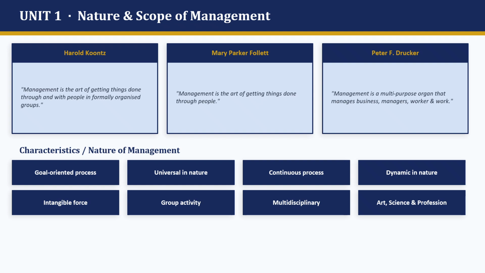work. Management has several important characteristics. It is a goal-oriented process focused on achieving objectives. It is universal in nature and applicable to all types of organizations. It is a continuous process that never stops. It is dynamic and adapts to changing environments. It is an intangible force that cannot be seen but can be felt in results. It is a group activity involving people working together. It is multidisciplinary, drawing from fields like psychology, economics, and sociology. And finally, it is considered an art, a science, and a profession.